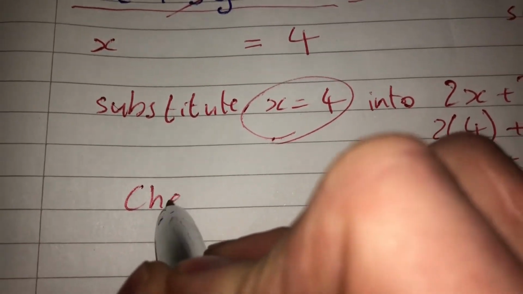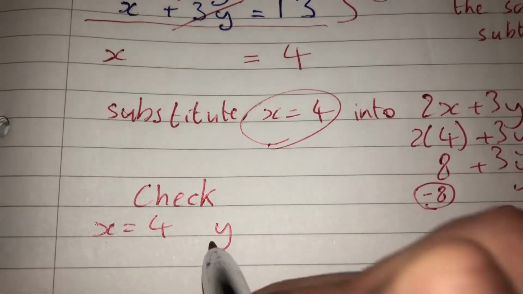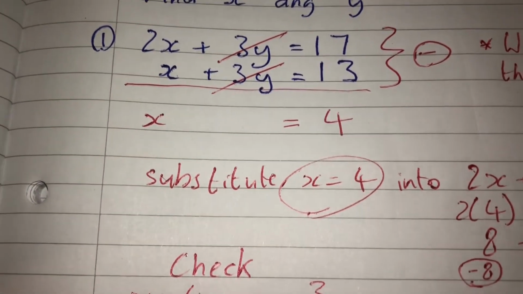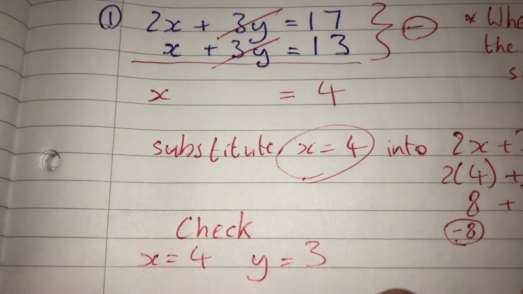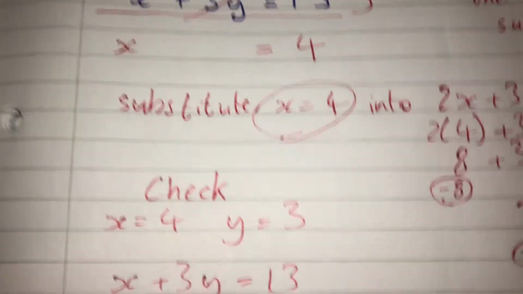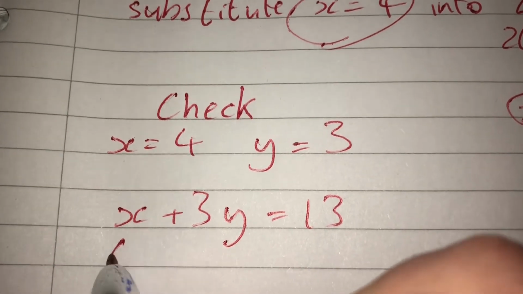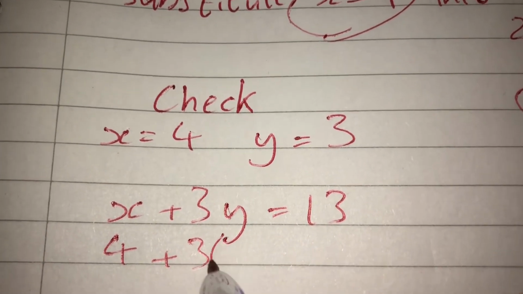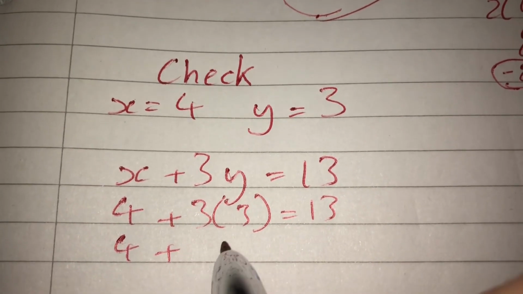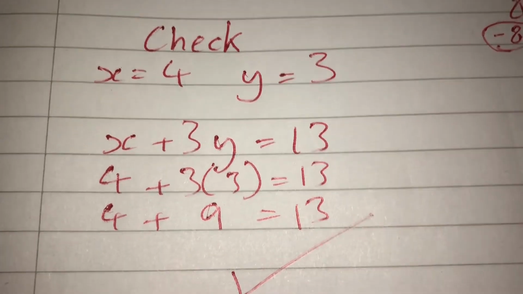Now, what is always good practice, and I'll just show you for this question, but you should do it for every question, is to substitute your values for x and y into the other equation just to prove that we're correct, okay? So if I consider the second equation, x plus 3y equals 13, I can substitute my values for x and y into this, and I should get 13. So 4 plus 3 times y, which is 3, should equal 13. 4 plus 3 times 3, which is 9, equals 13. Well, 4 plus 9 does indeed equal 13, so that is correct.